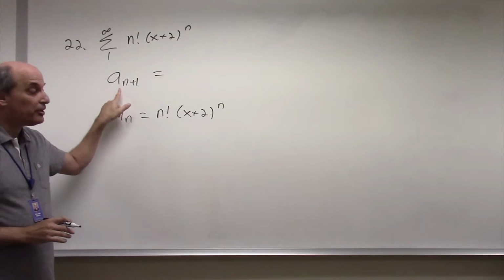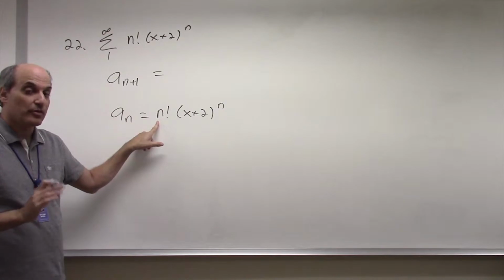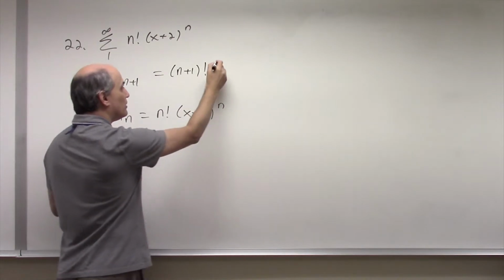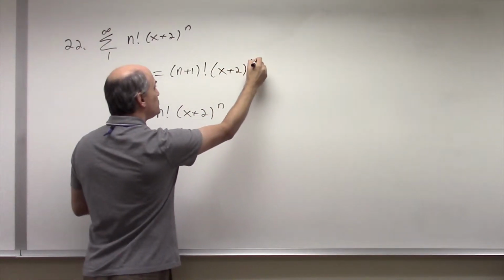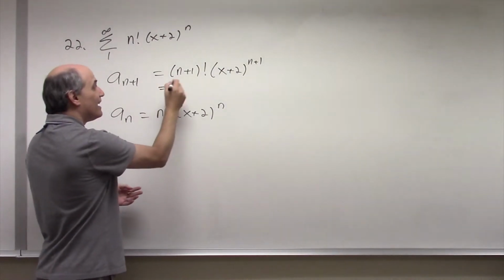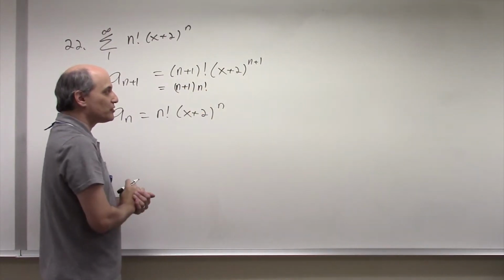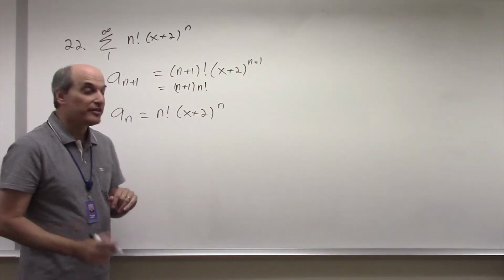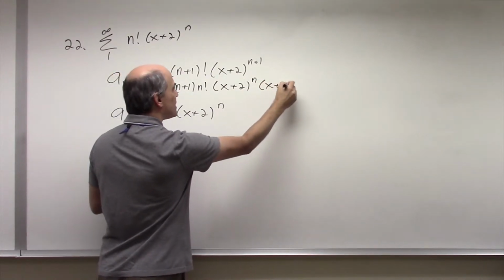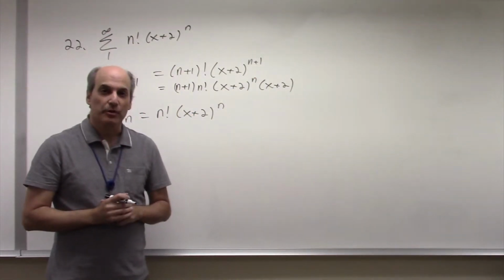Again, to get a sub n plus 1, every place there's an n here, I'm just going to replace it with n plus 1. So I'll have (n plus 1) factorial times (x plus 2) to the n plus 1 power. And go ahead and simplify. (N plus 1) factorial is n plus 1 times n factorial. (X plus 2) to the n plus 1 power is (x plus 2) to the n power times (x plus 2) to the first power. As always, when you multiply these, you add the exponents.